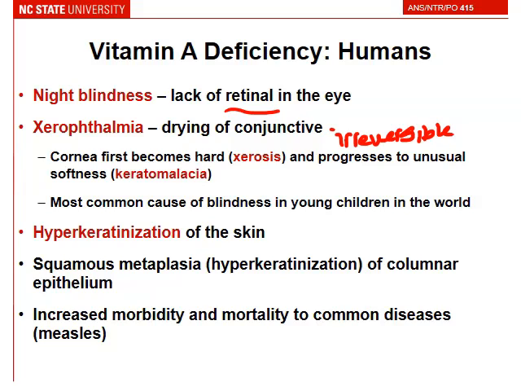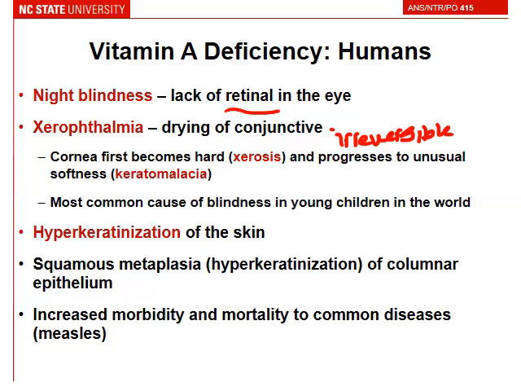Here we also have squamous metaplasia, which is another hyperkeratinization of our columnar epithelium. This is not going to be clinical. Usually you'll see squamous metaplasia if you do histology. So you take a biopsy of intestinal cells, and then you can see the squamous metaplasia form. In addition, as I mentioned before, you get increased morbidity and mortality to common diseases, especially in developing countries. Measles is chronic and plaguing many countries, so you have a lot of increased mortality in these young children due to measles.